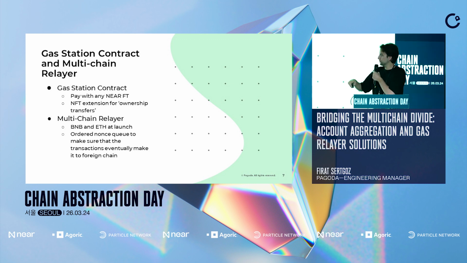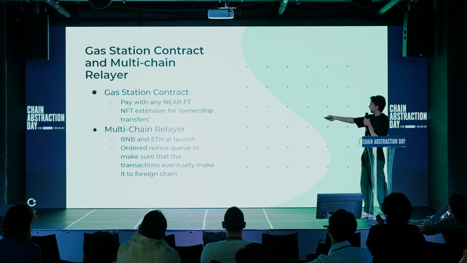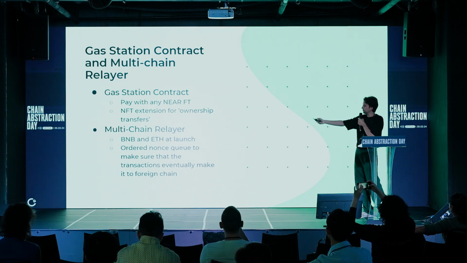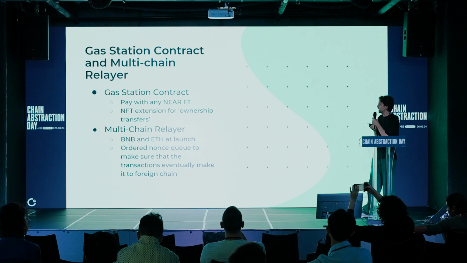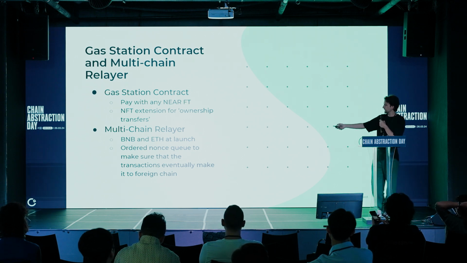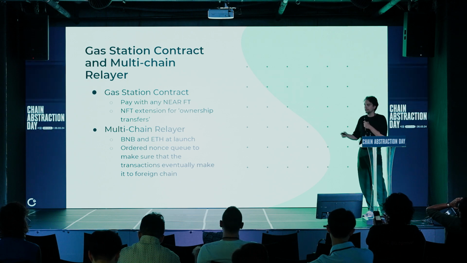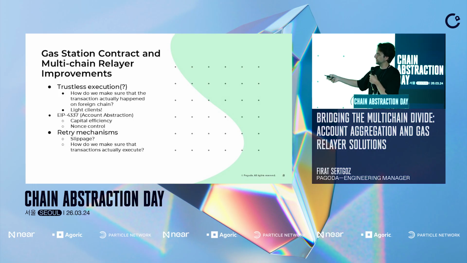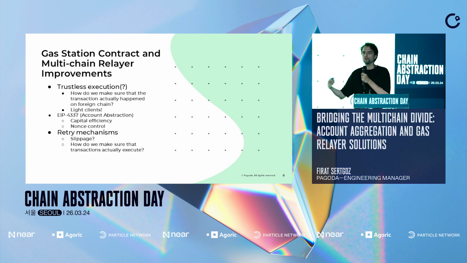Like I said, the multi-chain relayer will, at launch, at least for now, provide support for BNB and ETH, and it will be used to order nonces to make sure that the transactions eventually make it to the foreign chain. Eventually, what we want to introduce, which I will go into detail, is account abstraction on the ETH side, which will increase the capital efficiency, because then you will have a pool on the ETH side so that you don't have to send this ETH to the account every time they want to take a transaction. And nonce control can also be done with account abstraction on the ETH side.